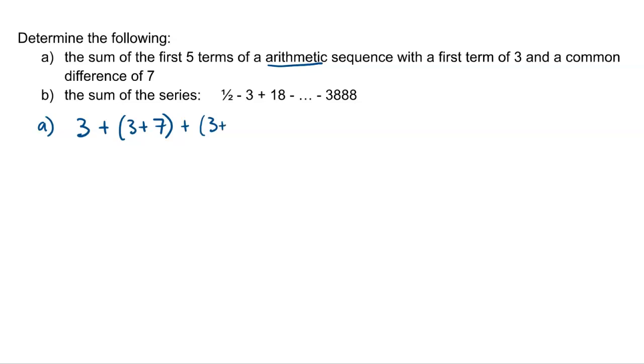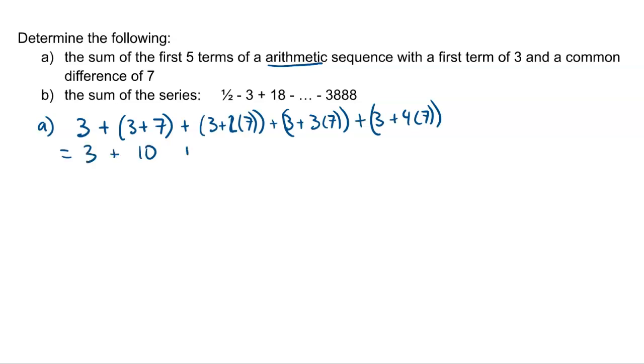So the next term is going to be adding 7. The term after that is going to be adding 7 twice to the original term of 3. The term after that is adding 7 3 times. And then the final term, the fifth term, is going to add 7 4 times to that original 3. So we could calculate this fairly easily without any equations or anything because it's just the first 5 terms. So it's 3 plus 10 plus 17 plus 24 plus 31. We add 7 every time and we generate those 5 terms. Adding them together gives us a total of 85.